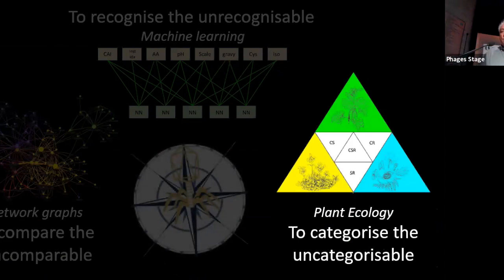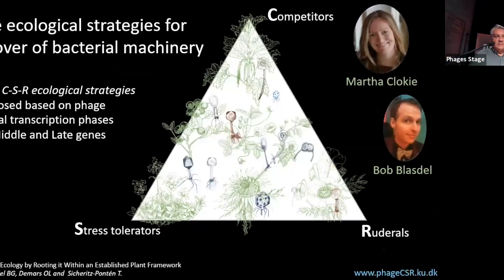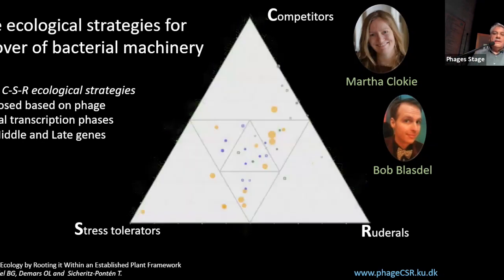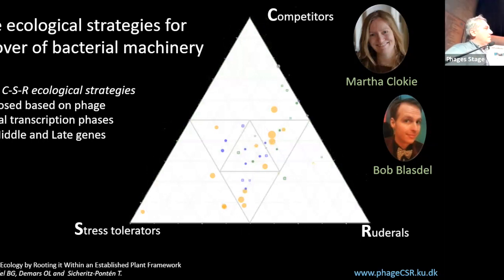Now, how can we categorize phage genomes when we cannot even compare them, as there is no similarity? Marta already hinted today that we have looked at phage ecological strategies. It's borrowed from plant ecology. You have the triangle diagrams where you can categorize plants, and we also categorize phages by putting them in triangle coordinates, in between stress tolerating organisms, competing organisms, and ruderals.